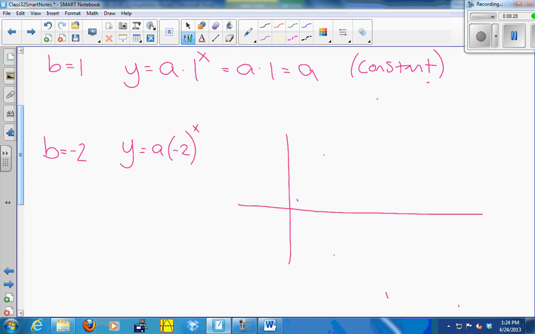This is growth and decay and growth and decay. So that's not what we want. So we say b can't be negative. Is there a name for that? That would be an oscillating function with increasing amplitude. But you won't study that till you take pre-calc.